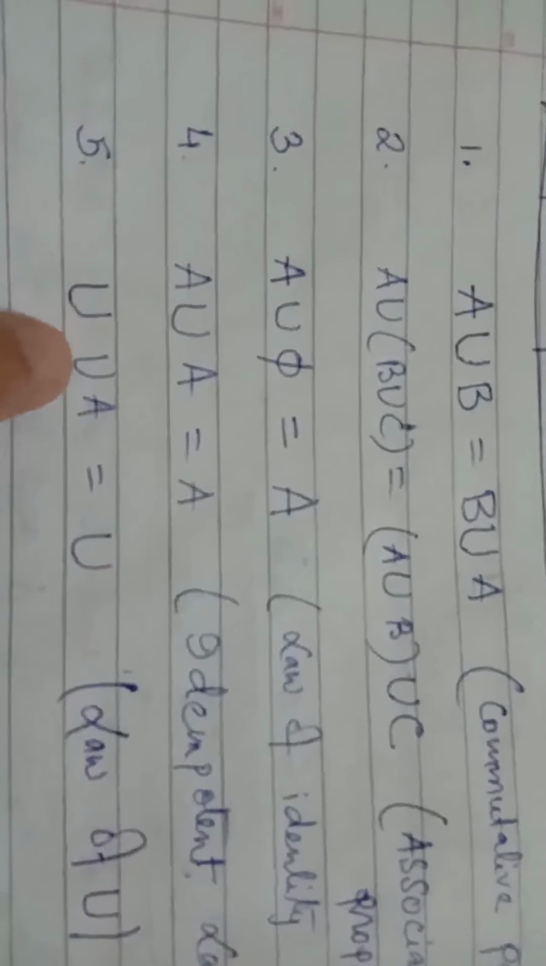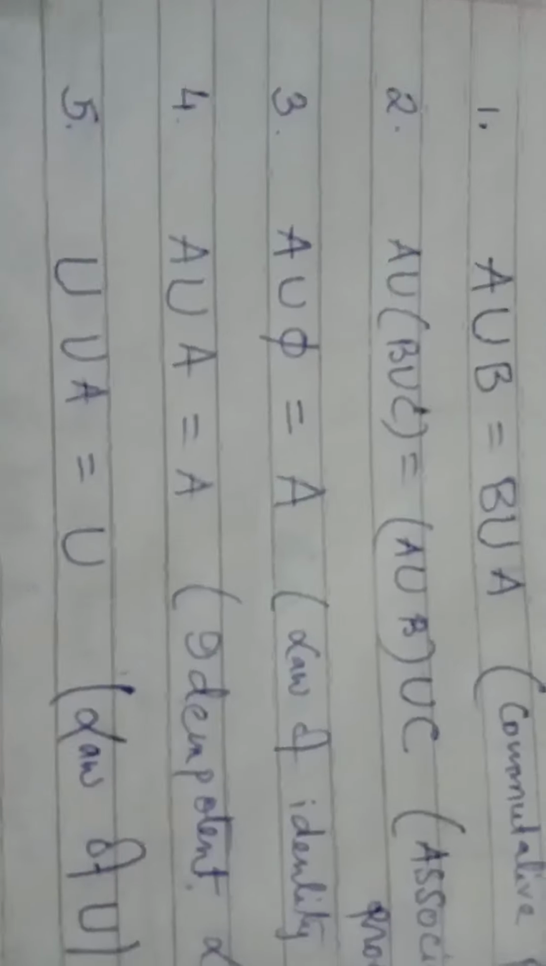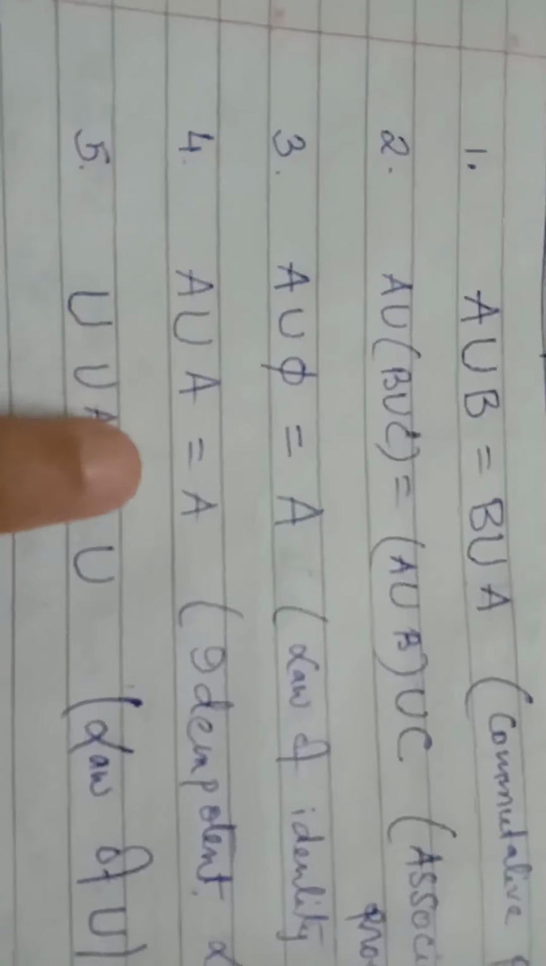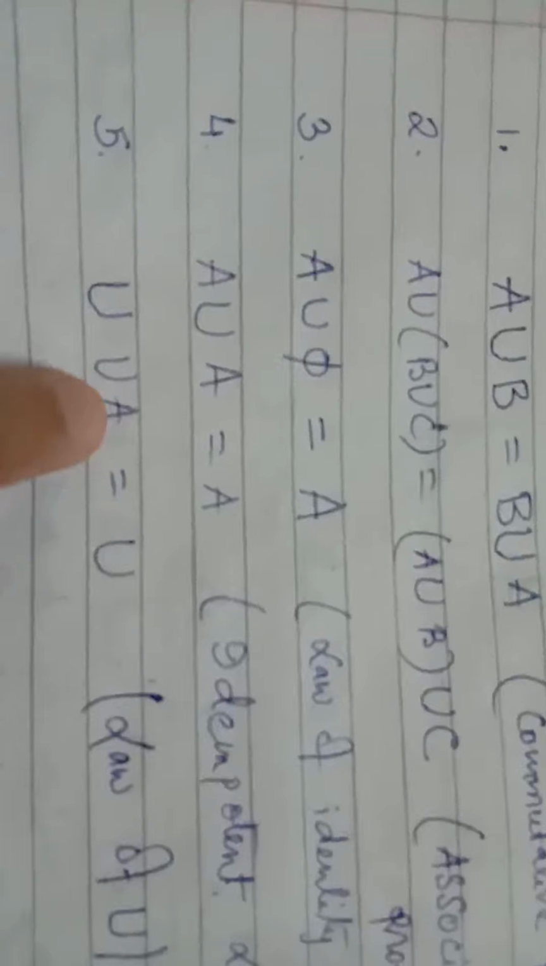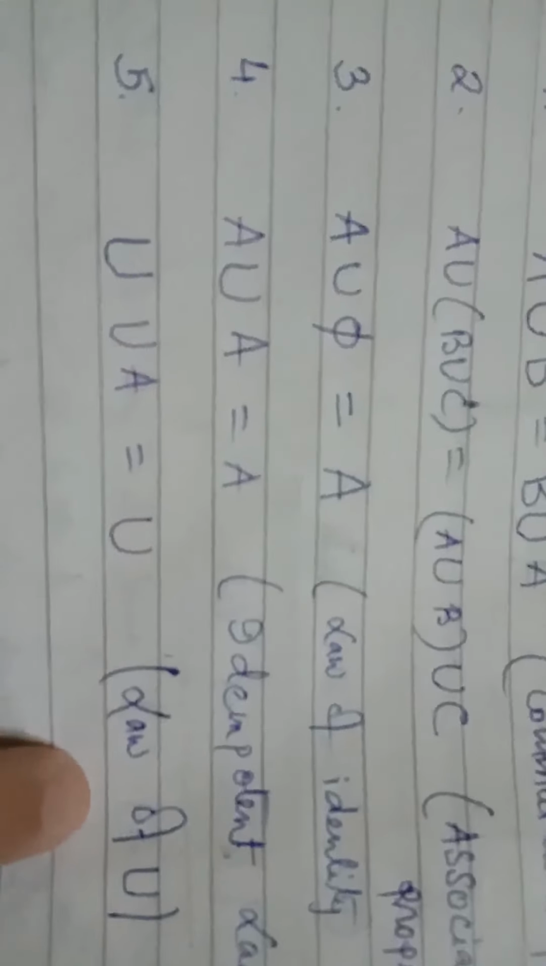Universal set union A, because the universal set contains all sets, any set we take will be a subset of the universal set. It's the bigger set, the smaller set. Universal set union A is always equal to U. This is called the law of U.